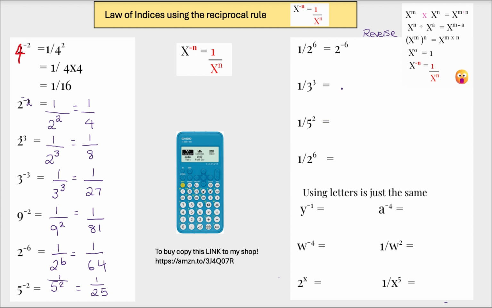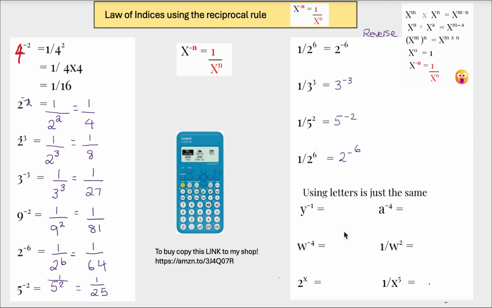So let's reverse this. 1 over 3 to the power of 3 is easy, isn't it? It's going to be 3 to the power of negative 3. 5 to the negative 2. 2 to the negative 6. It's always good to thoroughly understand what you're doing. By just doing this, you know that you understand backwards and forwards how to do it.